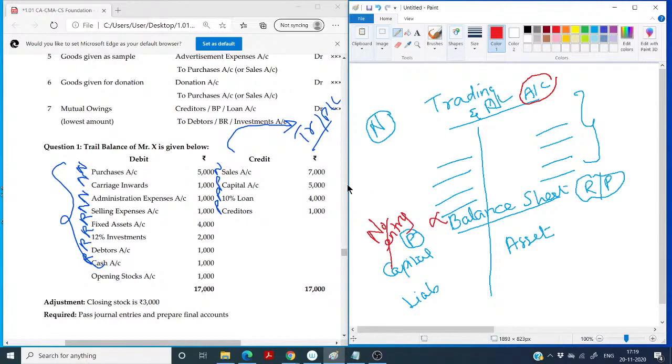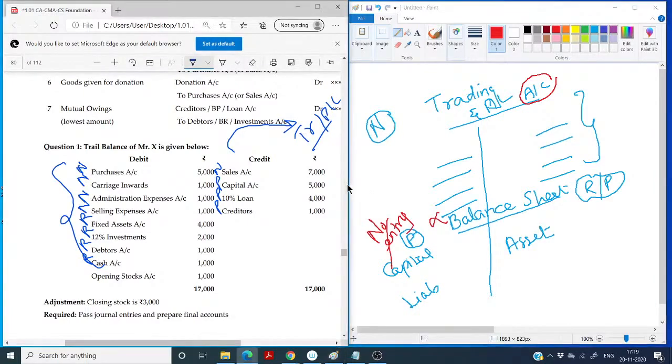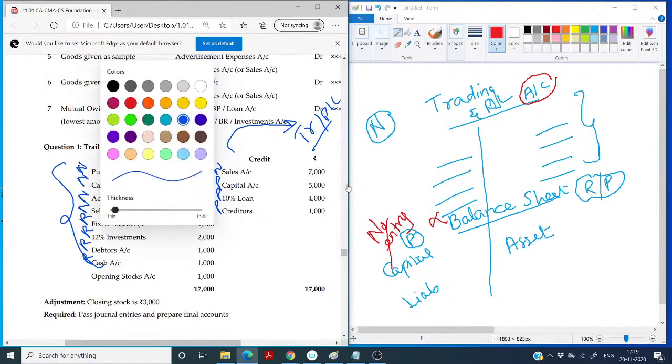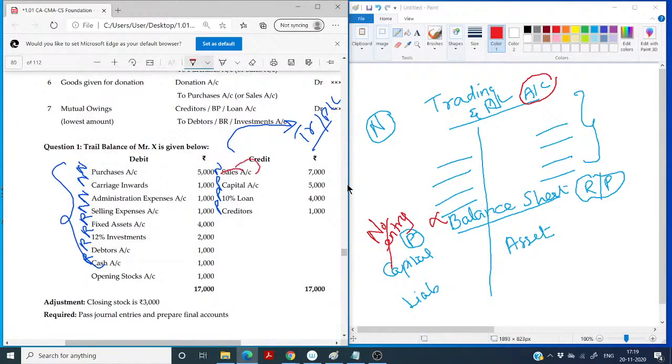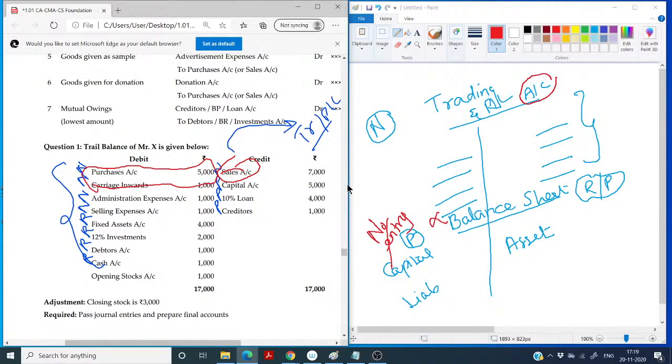And what are they? Here we have nominal accounts. In nominal accounts, purchases and carriage inwards are the nominal accounts that will come in the trading account. Administration, selling and other expenses will come in the profit and loss account. Opening stock will go to the trading account, right? And closing stock will also be transferred to the trading account. That's how we have seen.